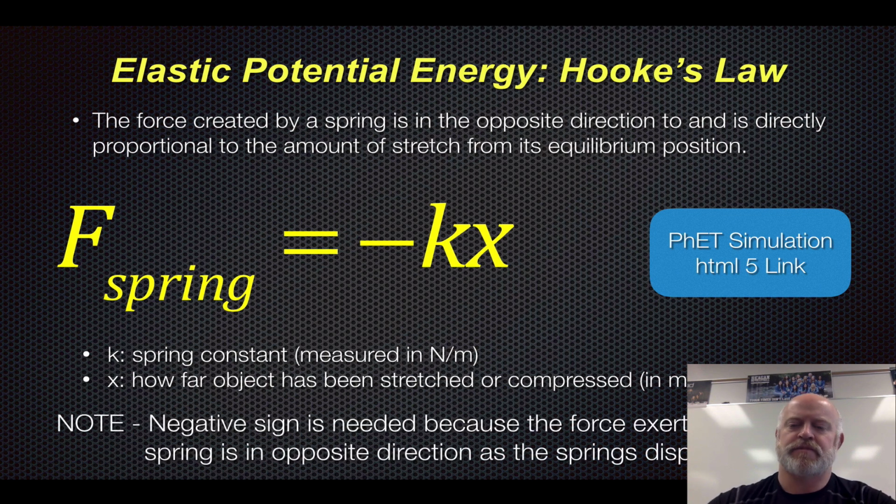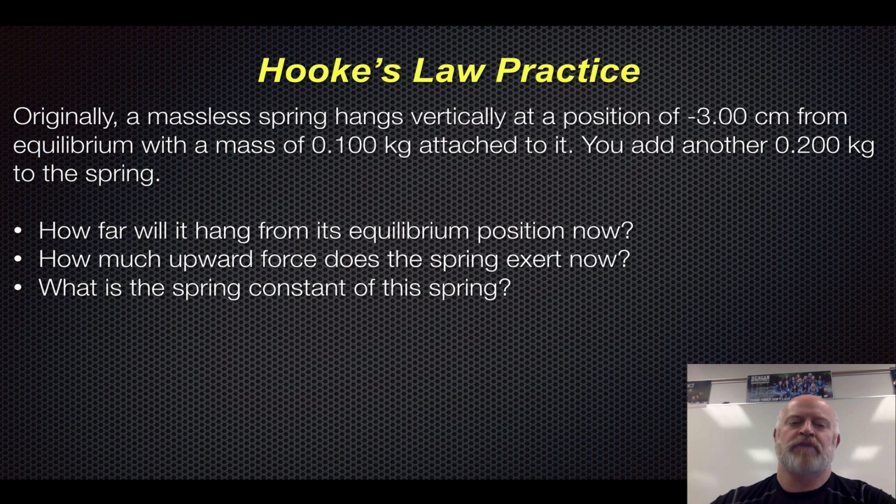All right. Now, let's take a look at a little practice problem for Hooke's law. Okay, so originally a massless spring hangs vertically in a position of -3 centimeters from equilibrium. We give it a -3 because it's hanging downwards or being pulled down by that mass. The mass is 0.1 kilograms. Okay, you add another 0.2 kilograms to the spring. Let's see what happens. Okay, so first of all, how far will it hang from its equilibrium position now? Then how much upward force does the spring now exert? And finally, what is the spring constant of this spring?